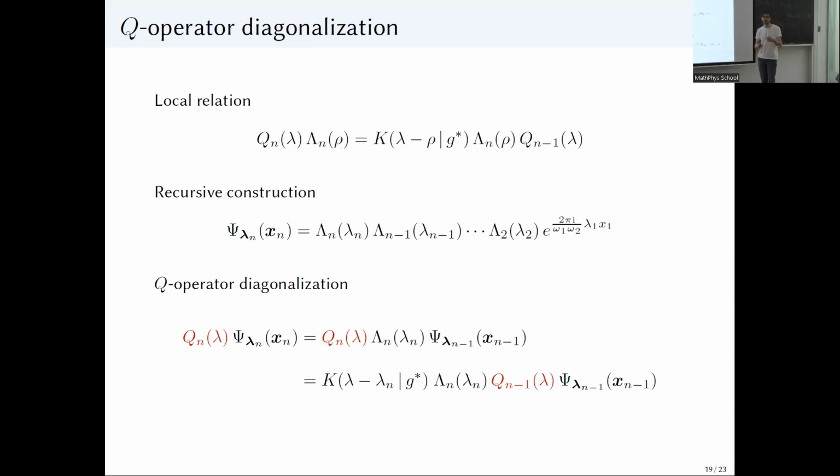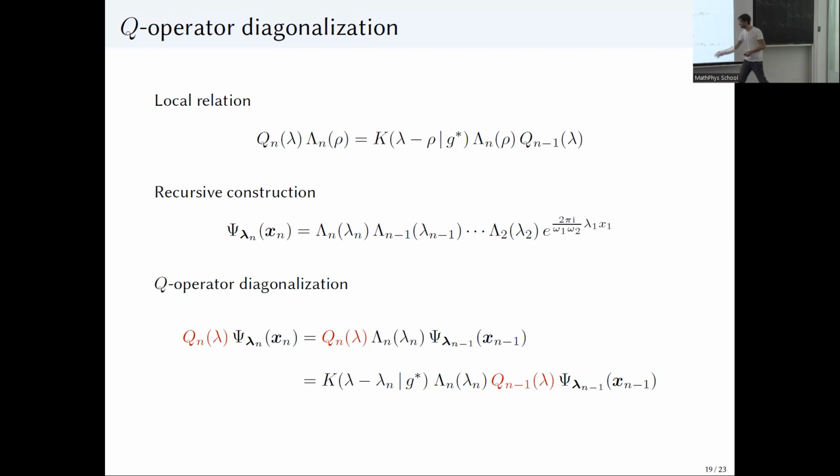Probably it will be tautological to what Sergei Eduardovich said. So the main thing is that we have the recursive construction of our eigenfunctions. Very simple. We just have a chain of lambda operators. And we also have a local relation for the Q and lambda operators. So when you act with the Q operator, which is marked with red here, and it meets some lambda operator, then it exchanges with it. So they exchange their order and give you one coefficient, this K function.